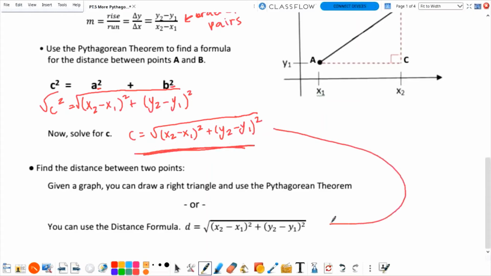Notice it's the same thing that's down here. So given a graph, you can draw a right triangle and use the Pythagorean theorem, or you can use the distance formula, okay? So if we knew the value for these, we could find our hypotenuse using the Pythagorean theorem, or we can just plug it into the distance formula, which is what we just learned how to find. And this is what it always is. And then you'll plug in for the different values.